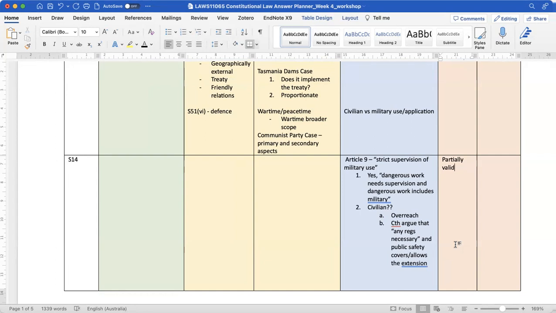avatars used in dangerous work need to be supervised. The definition of dangerous work is use in a military setting, and the other bits about the civilian use get cut out. They go. So if you were using avatars in a civilian setting, you wouldn't have to follow that strict supervision requirement because it's not constitutionally valid.